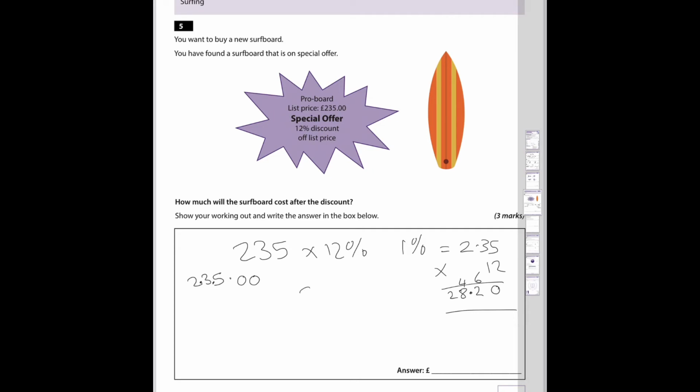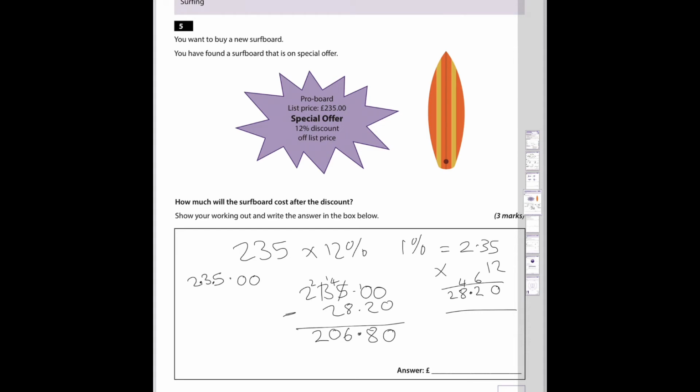So then all we need to do is 235 minus £28.20. So make sure we line them up, the decimal points are all in the right place. So 0, 2 from 0 we can't do. So 2 from 10 is 8. Put the decimal place in again. 8 from 4 we can't do. Add 1 there, so 8 from 14 is 6. 2 from 2 we can't get, and nothing from 2 is 2. So your answer is £206.80.